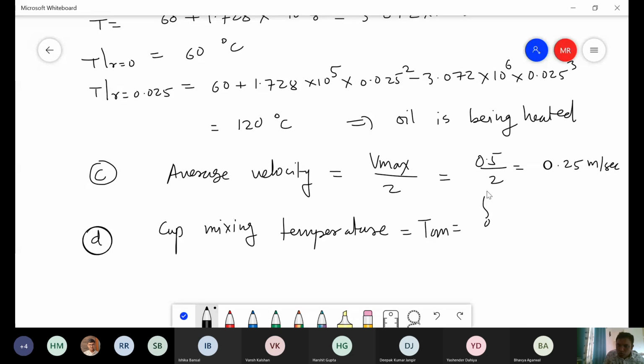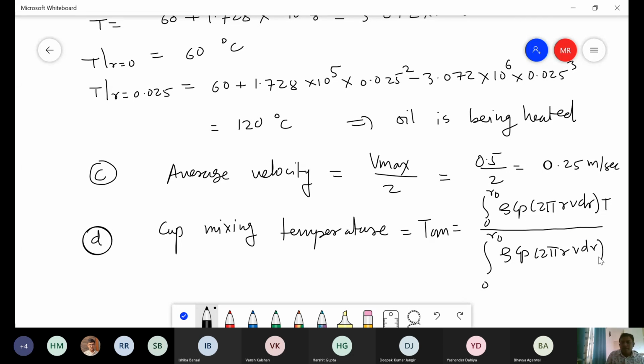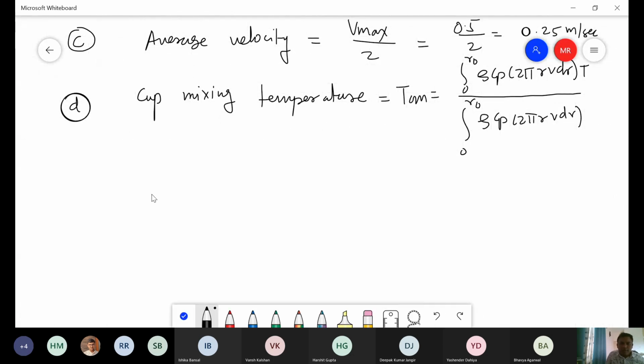So 0 to R naught, rho Cp 2 pi R V dr into T. Okay. And in the denominator, what we are going to have is 0 to R naught rho Cp 2 pi R V dr. Okay. This is the equation. So can you solve this integral and find out what is the cup mixing temperature in this case?